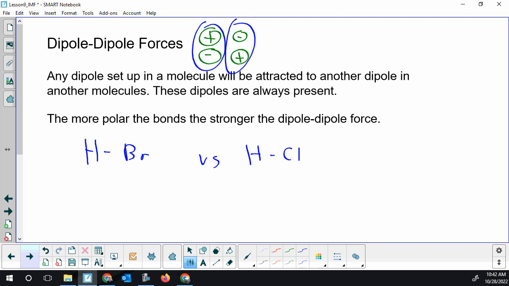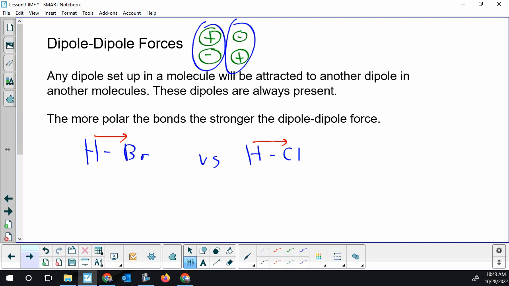The bromine is more electronegative than the hydrogen. So I'd put an arrow towards the bromine. Chlorine is also more electronegative than hydrogen. Now I wasn't careful with the length of those arrows. I just drew them in. I'll have to go back and fix those lengths.